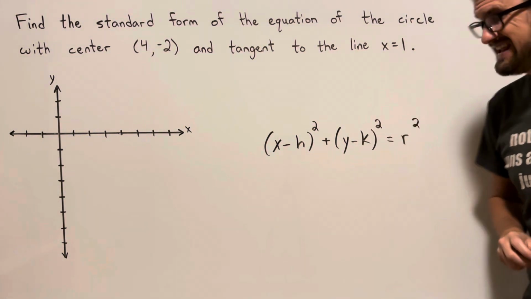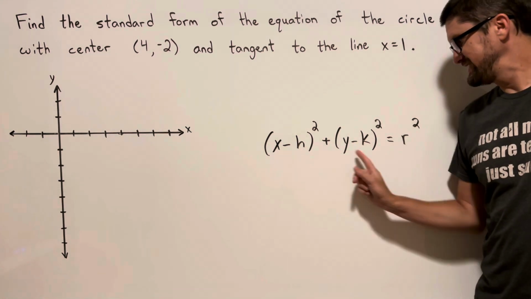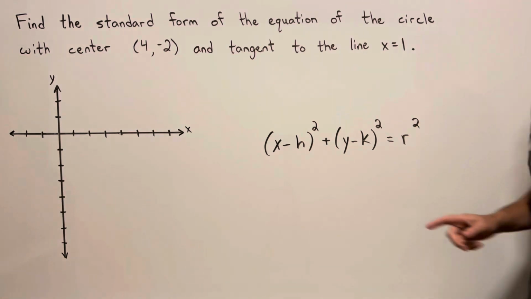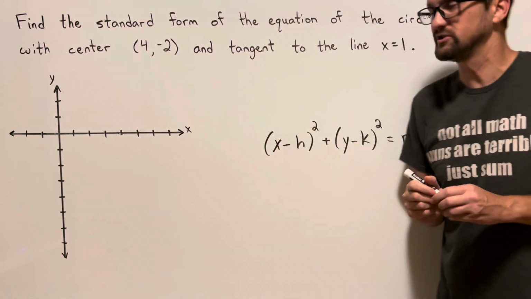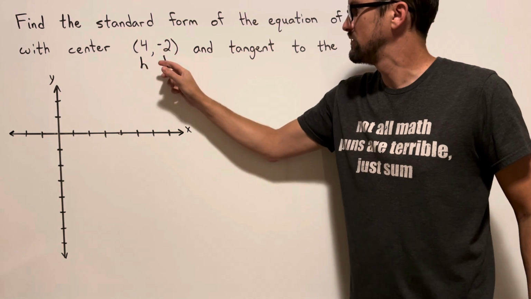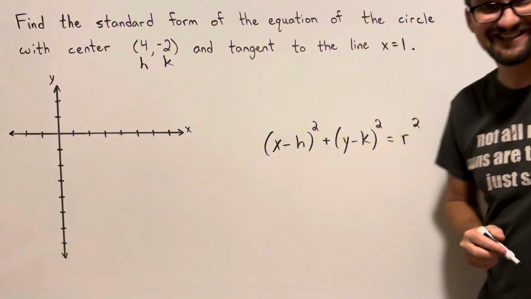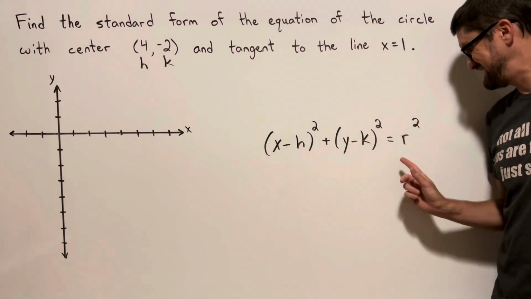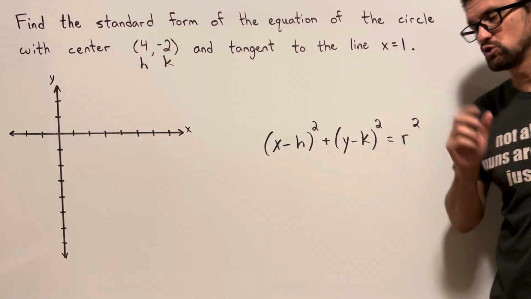And what we need is the h and the k. That represents the center of the circle, which we already have. It's already given to us in the problem here. So we already know the h is 4 and the k is -2. The other thing we need is the radius of the circle.